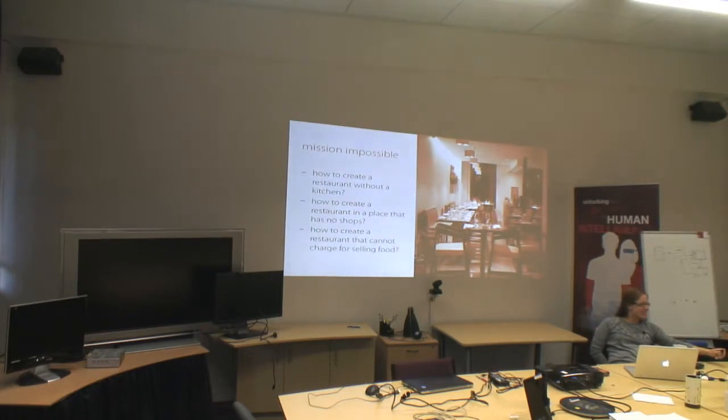Probably for the kitchen, I thought people could order something from the shop. They just buy it, and they can actually cook. And the second one is just no shop. I thought probably it is in a garden or something, and then we can come back to it. And then you don't charge for selling food.